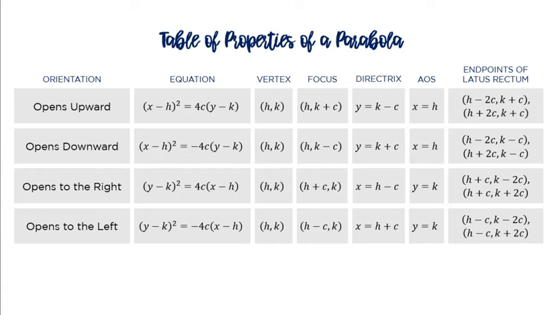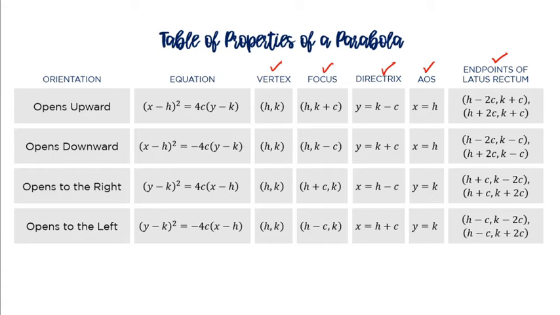This table presents the formulas on how to find the properties of the parabola. So, meron tayong formula for the vertex, focus, directrix, axis of symmetry, and the endpoints of the latus rectum. As you can see, yung mga formula nila nag-i-involve ng values ng h, k, and c. So, therefore, we need these values para malaman natin yung mga properties ng parabola.